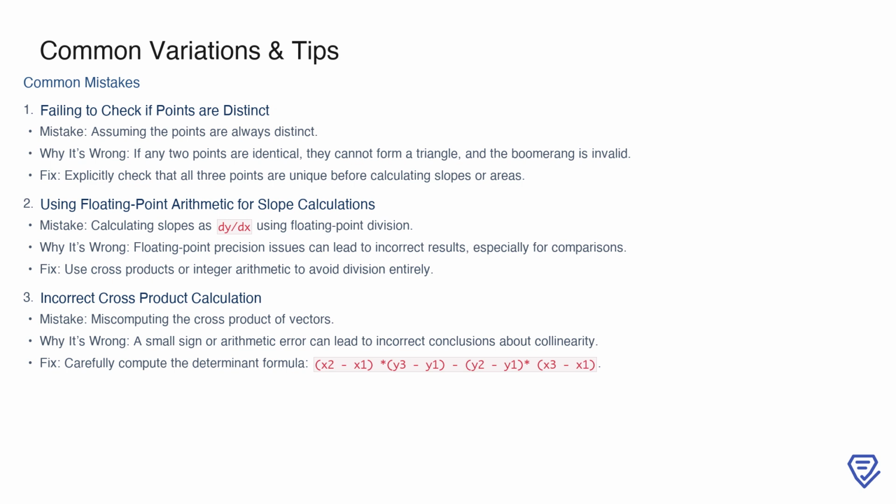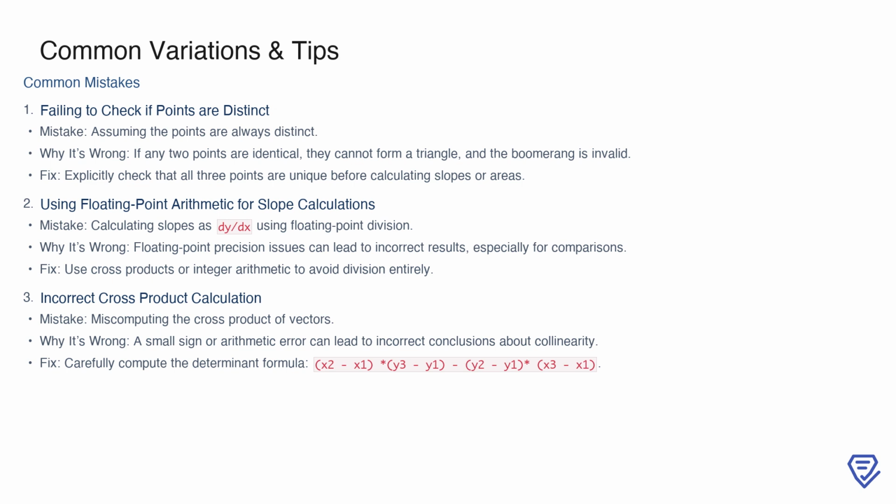Another frequent error is relying on floating point arithmetic to calculate slopes, such as using dy divided by dx. This approach can lead to precision issues, especially when comparing values. Instead, you can avoid division altogether by using the cross product or integer arithmetic, both of which are more reliable.